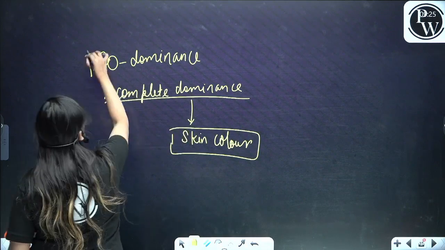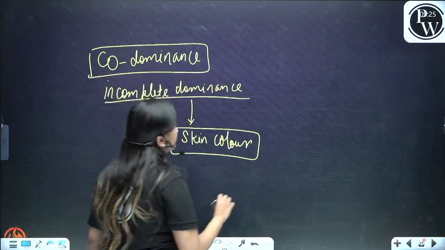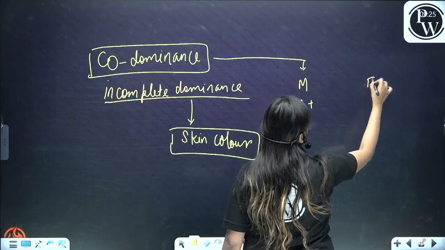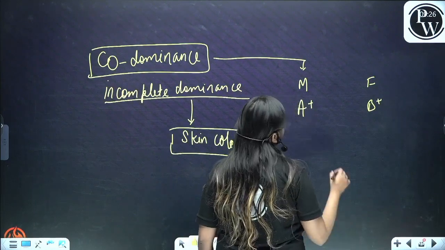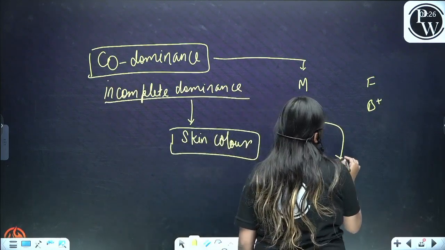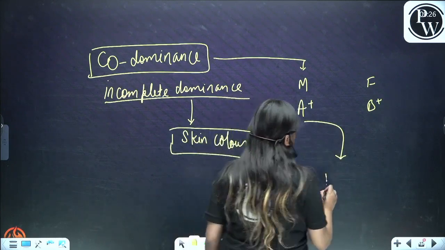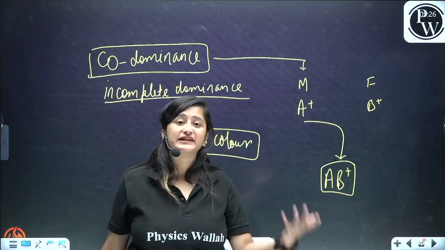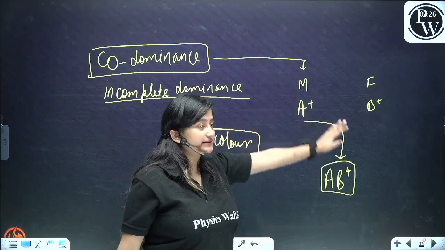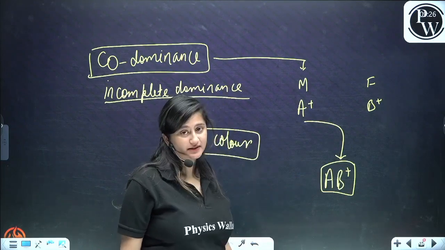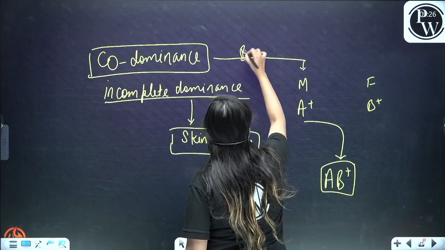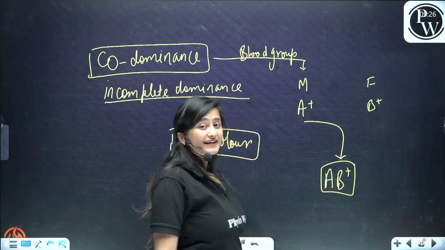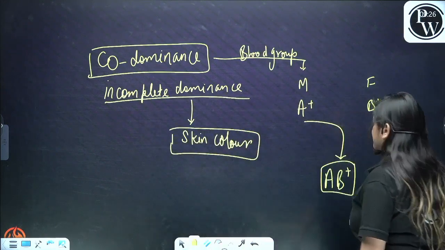Now what is codominance? If a male has blood group A positive and a female has B positive, the resultant should be either A or B. But here the resultant is AB positive. Both alleles express themselves simultaneously. That is known as codominance. That is blood group. So these are the exceptions.